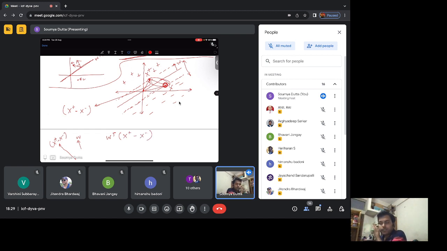This will give you the distance between x plus and x minus when you are looking along W. So this will be the projection of x plus minus x minus on the vector W. And of course, if W increases by a lot, you would think that you have a very good classifier because x plus and x minus are separated by a large distance. So in order to account for that, you need to divide it by the norm of W. Is it clear till this point?